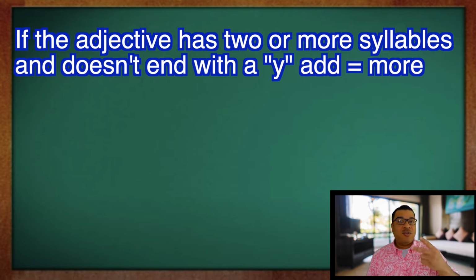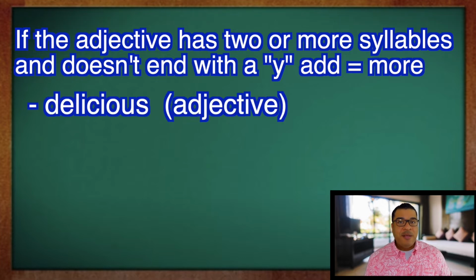So if the adjective is 2 syllables, 3 syllables, 5 syllables, 10 syllables, it doesn't matter. If it is more than 2 syllables and does not end in a Y, you must put more before the adjective. An example of this would be the adjective delicious. How many syllables does delicious have? Let's count that out. So delicious. There are 3 syllables or 3 sounds for delicious. So with this adjective, you must put more in front of delicious, and delicious does not change. Delicious stays the same. More delicious.